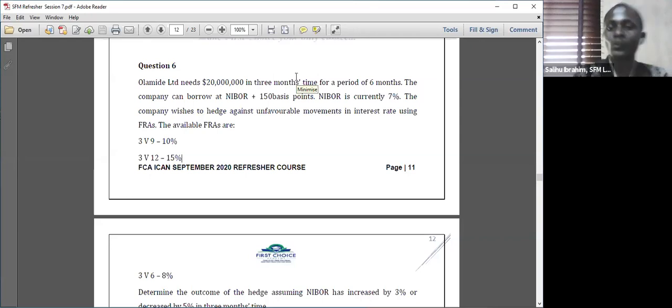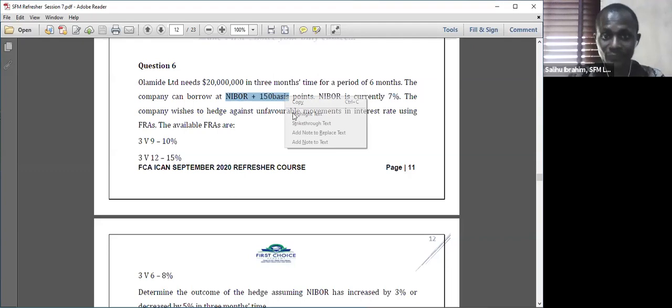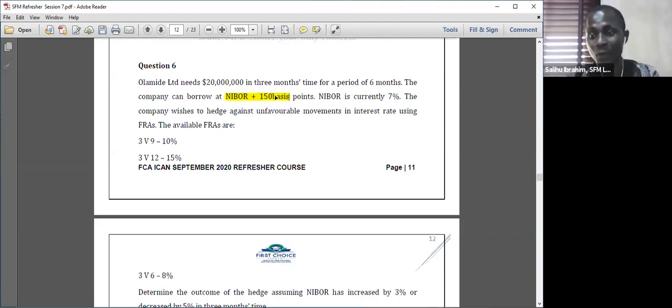Are we together? So it therefore means that your fear is that the basis rate will increase. That is your fear if you want to borrow, while your fear if you want to lend is that it will reduce. And that is exactly what you want to hedge. So look at it, for instance, in this question, we have NIBOR plus 150 basis points, isn't it? Now, what you can hedge is the NIBOR. You cannot hedge that 150 basis points. I believe that is clear.